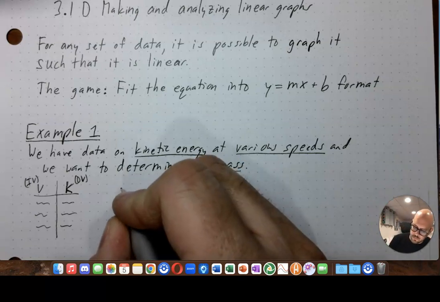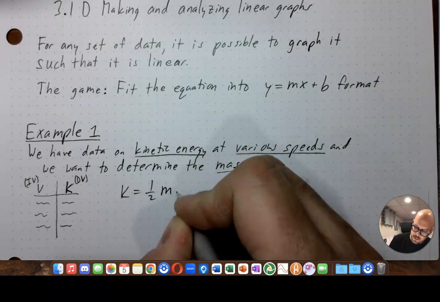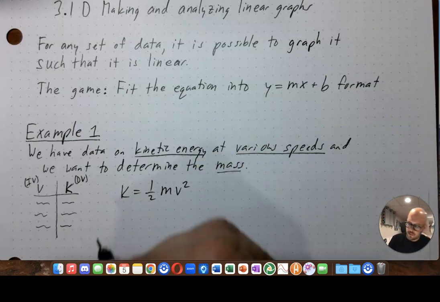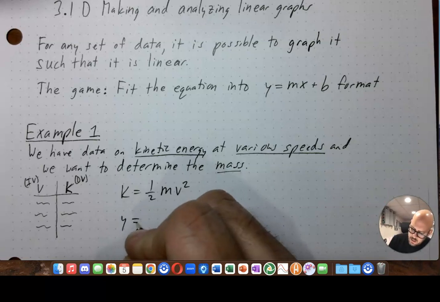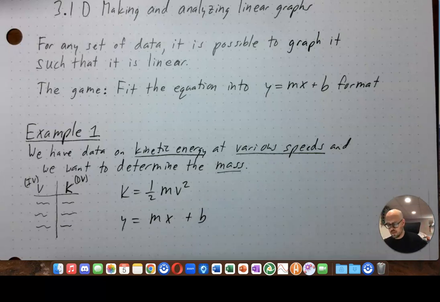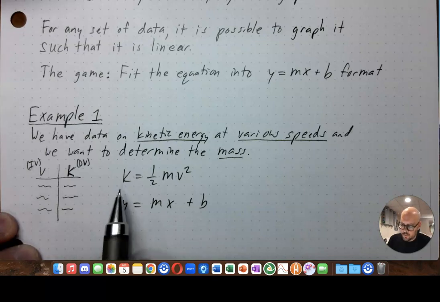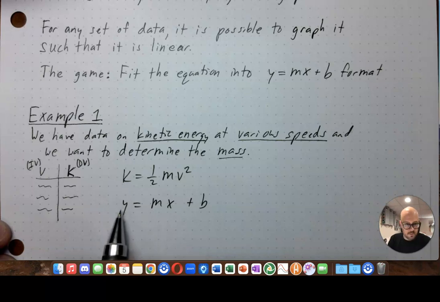So here's what I'm going to do. I'm going to write K equals 1/2 mv squared on one line, and underneath it I'm going to write y equals mx plus b. Now, the variables have to be related to the things you're going to graph on the y and x axis, right? The places where variables go on a graph are the x and y axis. So the way this equation is laid out, kinetic energy is matched up to the y axis.